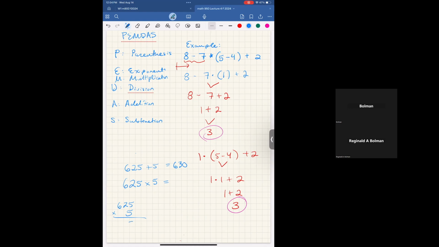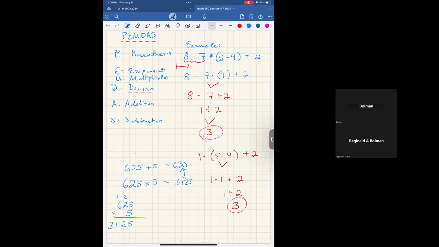So 5 times 5, that gives you 25. Of course, you would have to carry the 2. 5 times 2 is 10. 10 plus 2 gives you 12. Carry the 1. 5 times 6 is 30. 30 plus 1 gives you 31. So if you were doing multiplication instead of addition, or if you accidentally thought that you needed to do addition instead of multiplication, you're really, really off the mark, okay, with 3,125 instead of 630 or vice versa.